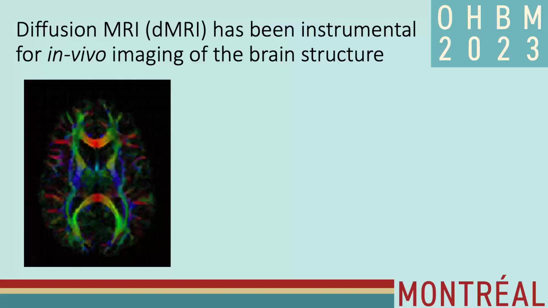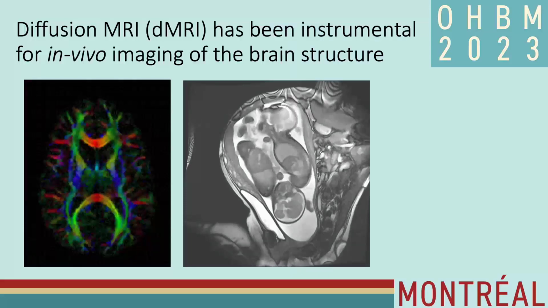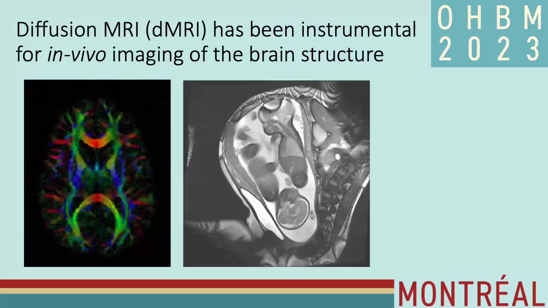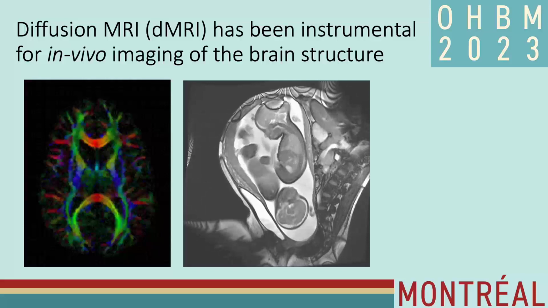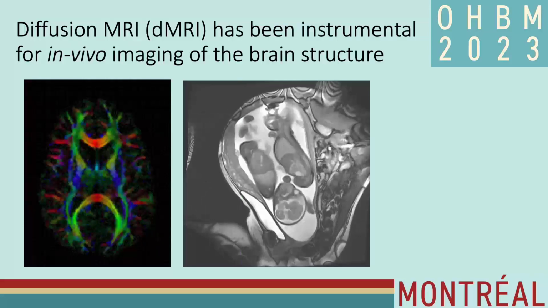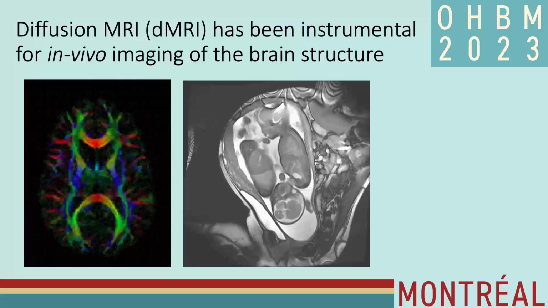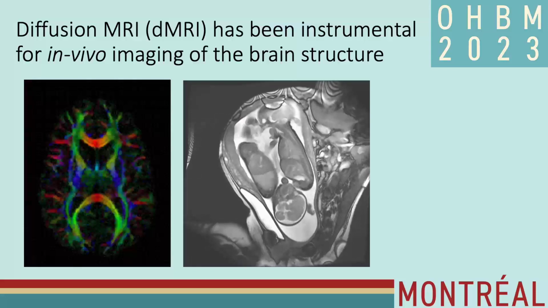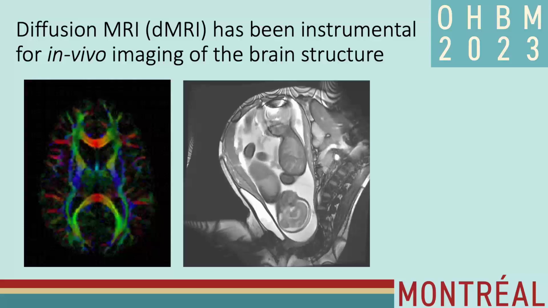However, fetuses move significantly during DMRI acquisitions. Fetal motion often disrupts the spatial correspondence of the data that is acquired during the relatively long duration of DMRI scans. This would often lead to completely distorted images that are not useful.